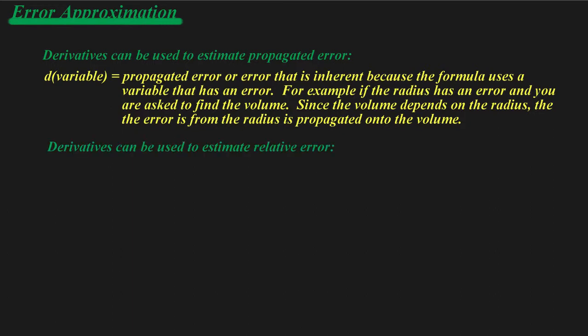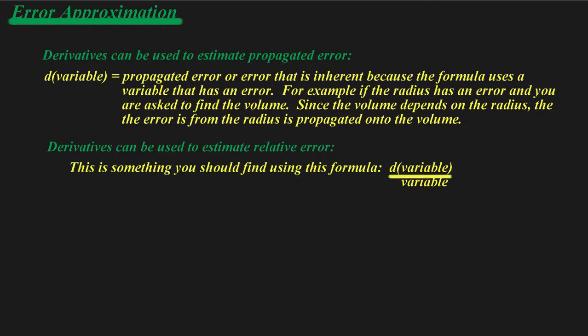Now, you might be asked for a relative error. What is a relative error? Well, a relative error is whenever you have the derivative of whatever over the original whatever. So in this case, we might be looking for the relative error of volume. That would be dV over V. If we were looking for the relative error of the radius, it would be dr over r. Okay?